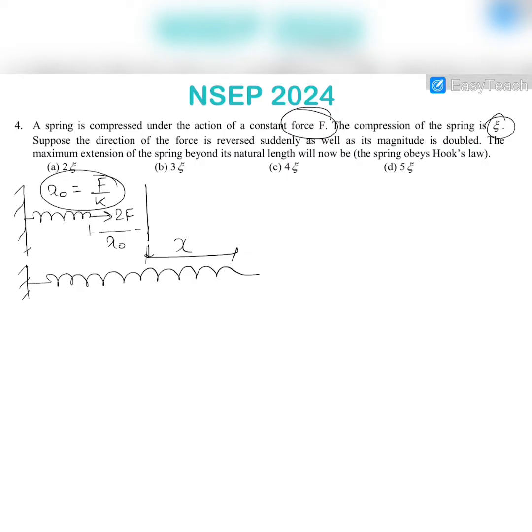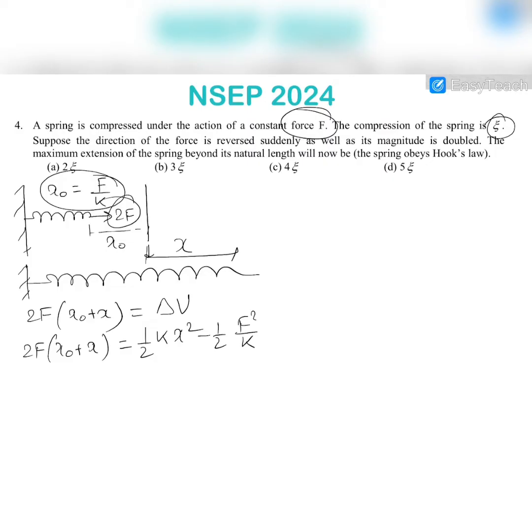So the total work done by the force 2F will be 2F into x naught plus x, because x naught plus x is the total displacement of the spring, and this work done by the 2F force is equal to the change in potential energy of the spring. So this change in potential energy is half K. Now the final potential energy is half kx square, and the initial potential energy was half F square by K.